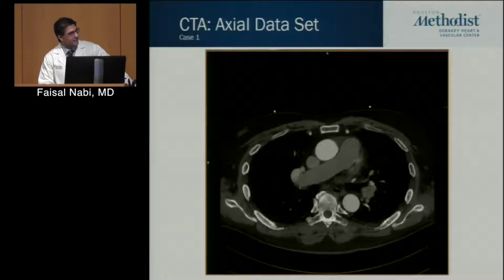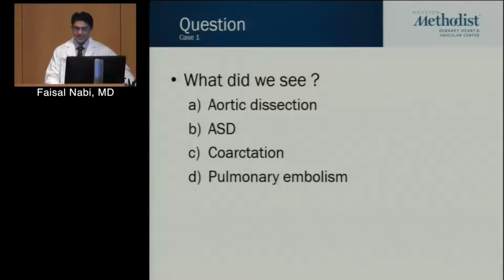So the question is, what did we see? Did anybody see an aortic dissection? No, okay. ASD? How about a coarctation? Okay, maybe. Pulmonary embolism? Maybe you want to see it again. Okay, we'll come back to it.